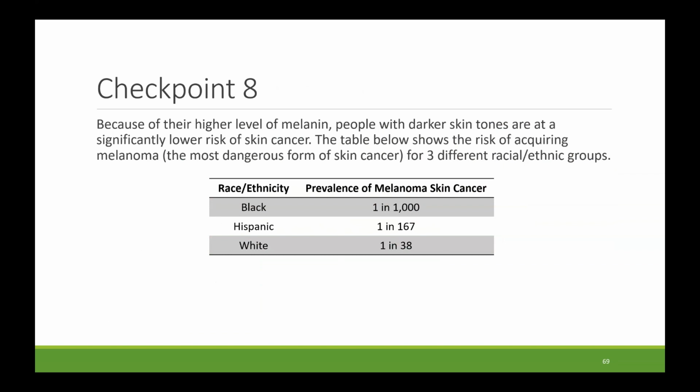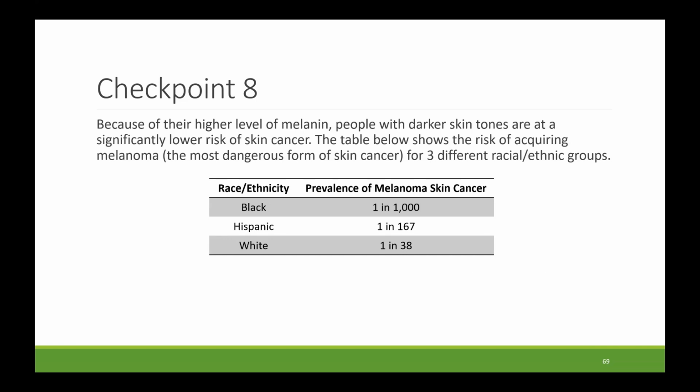So this table shows you the risk of melanoma, which is the most dangerous and deadly form of skin cancer. And it shows you the risk for 3 different racial and ethnic groups. Black people have a 1 in 1,000 probability of acquiring melanoma over their lifetime. People who are Hispanic have a 1 in 167 probability. And white people, for this group, 1 in every 38 will acquire melanoma during their lifetime. So as you can see, there are striking differences here.